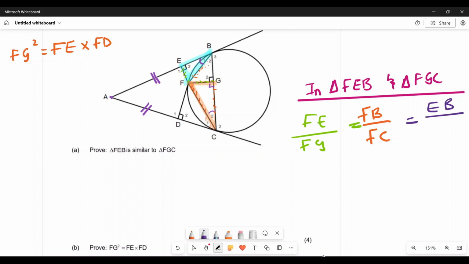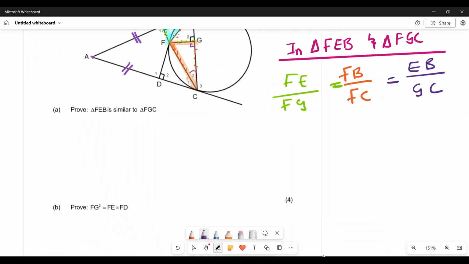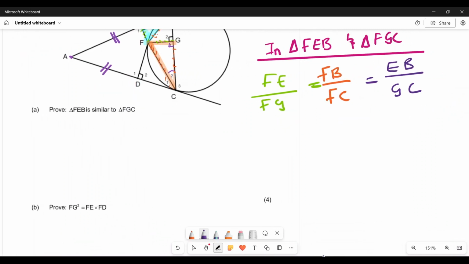So this would be EB over GC. All right. So now I'm trying to prove that FG squared is equal to FE multiplied by FD. Now let me see if I can derive that ratio from what I have here.